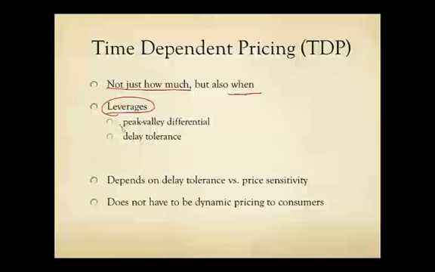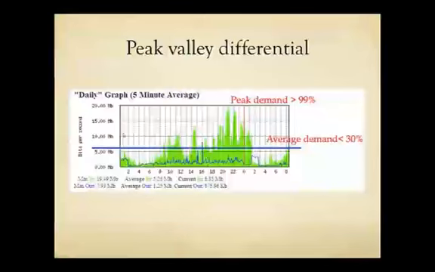One is a big differential between the peak traffic demand and the valley traffic demand. The second is that some of the applications are delay tolerant. Okay, you can wait maybe a few minutes, maybe half an hour, maybe a couple of hours. So let's see if these two features are indeed here.